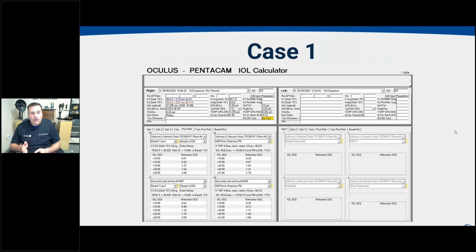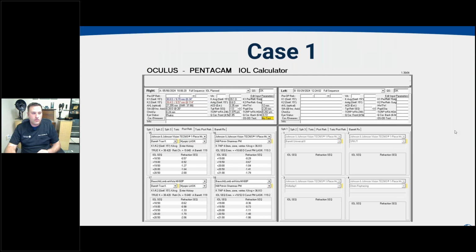And finally, it has a toric post-refractive calculator, where if you want to put a toric lens in after LASIK, you can do that with an all-in-one calculation. So it really gives you a nice, easy way to click through the different types of lenses you might be considering for your patient and get to multiple predictions and choices to choose from.